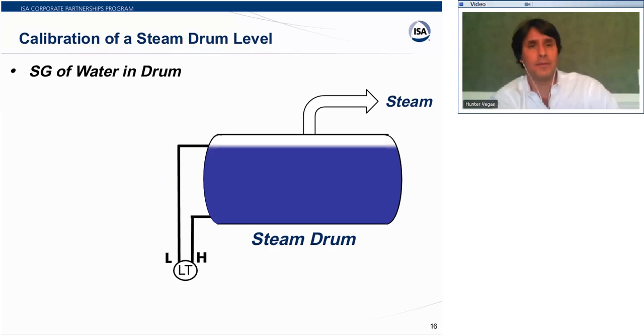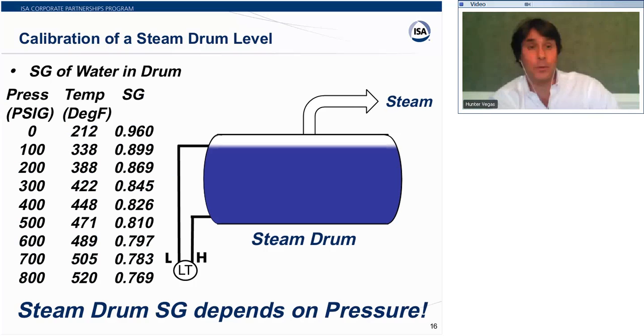We'll start with the gravity of the water in the drum. That specific gravity depends on the water temperature, and the water temperature depends on the pressure. Of course, the steam drum is boiling water, and the pressure determines the boiling point of the water. And you can see here that as you go from 0 pounds pressure up to 800 pounds, the boiling point rises from 212 to over 520 Fahrenheit. Of course, the gravity falls with temperature, and so it goes from 0.96 all the way down to 0.769.